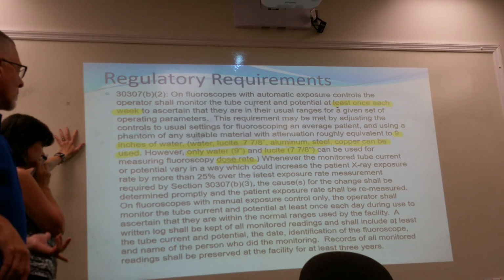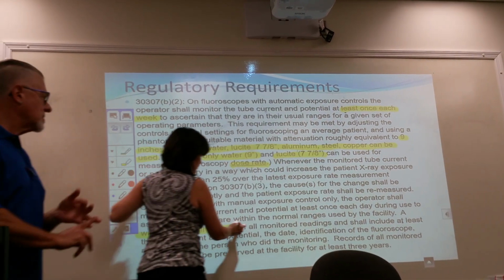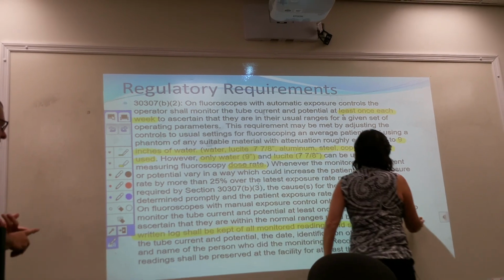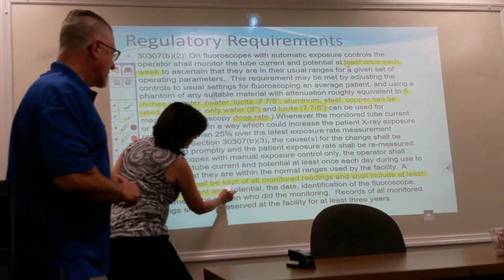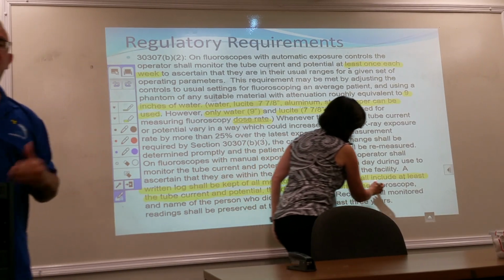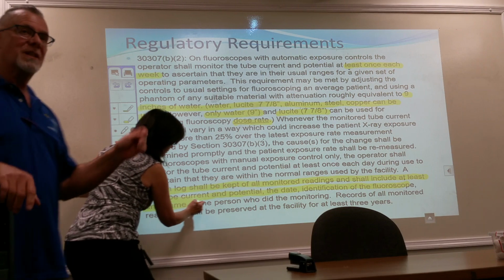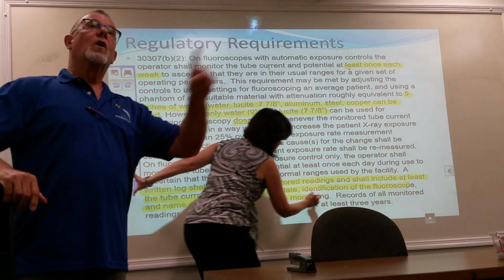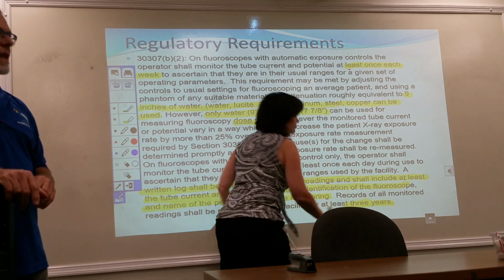Okay? You have to keep a written log, and it has to include at least tube current and potential, the date, the identification of the fluoroscope, and the name of the person who did the monitoring. Records have to be kept for at least 3 years, or, it doesn't say this here, but the interpretation is 3 years, or to the next X-ray inspection. Okay?